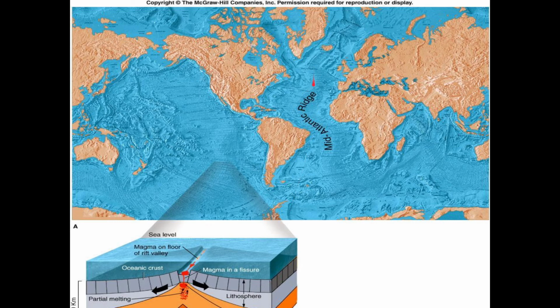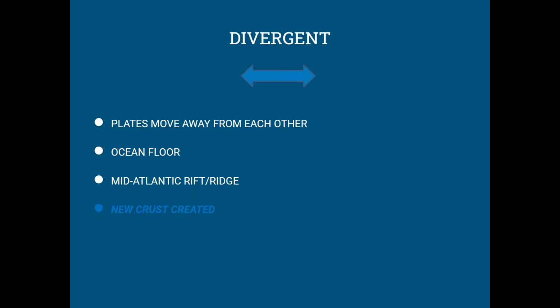So it upwells here, it cools off here as new rocks, and then it moves away from this ridge ever so slowly. You can see there's another ridge right here. You can follow it all the way around. So these ridges extend all the way around the planet. And Iceland, you can see up here, Iceland is actually where that ridge comes out of the water. So that's a divergent boundary. It is where new oceanic crust is created.